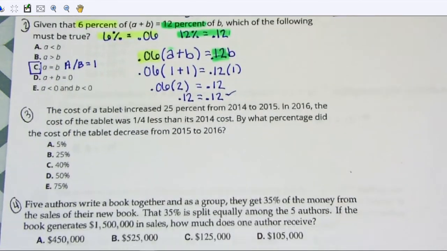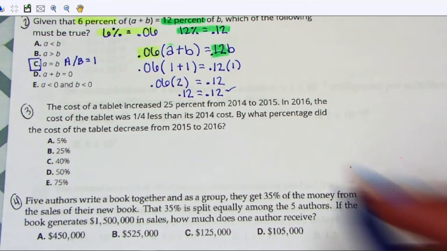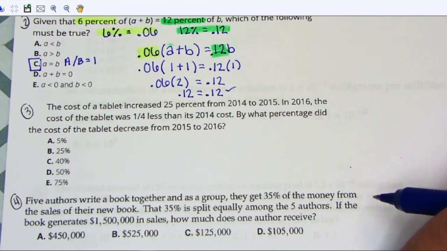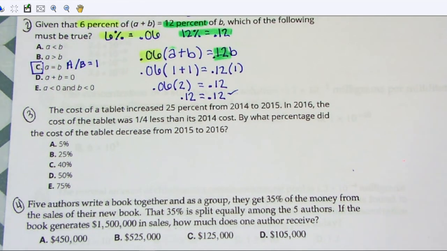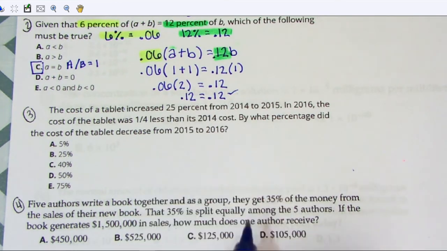Okay. Number 3, the cost of a tablet increased 25% from 2014 to 2015. In 2016, the cost of the tablet was a fourth less than the cost of 2014. By what percentage did the cost of the tablet decrease from 2015 to 2016? This problem in itself just makes your mind go crazy because they talk in percentages, then they talk in fractions. There's a lot going on, and I guarantee if this was on your ACT, you would be like, I'm just going to stop reading and guess. There's no need to guess.